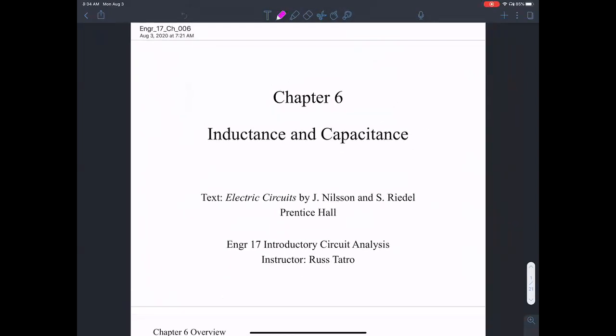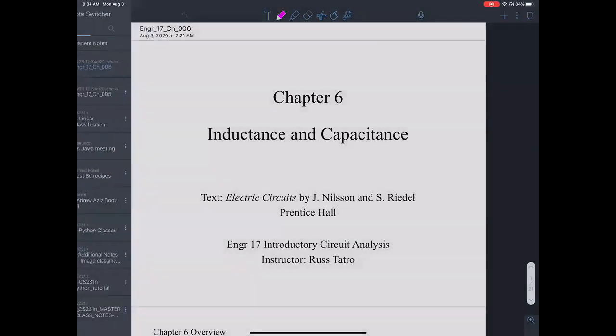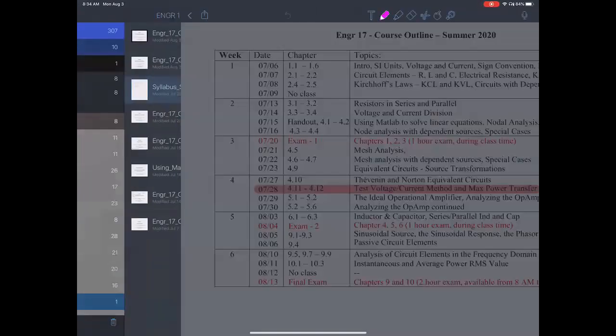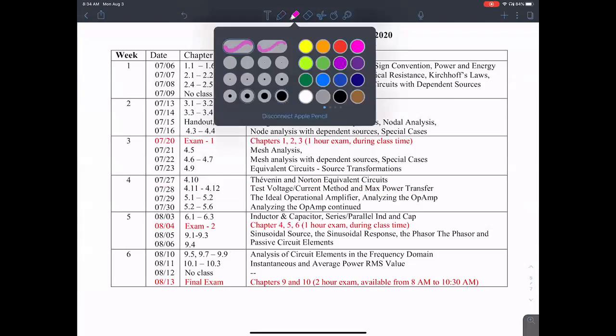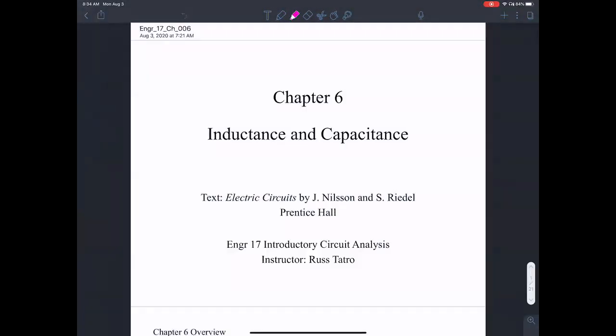All right, so let's look at inductance and capacitance. But before we do that, let's see where we are with the syllabus. Today is the 3rd. Oh, tomorrow is the exam, right? Of course. So we want to finish inductance, capacitance, and series-parallel connection of inductance and capacitance. Let's see if we can quickly spend some time on that.